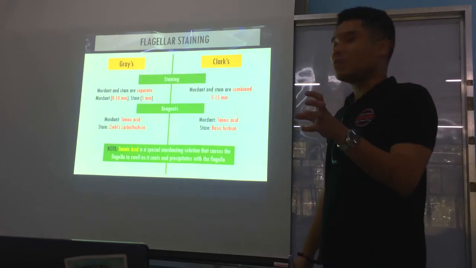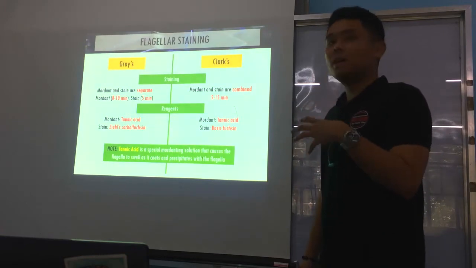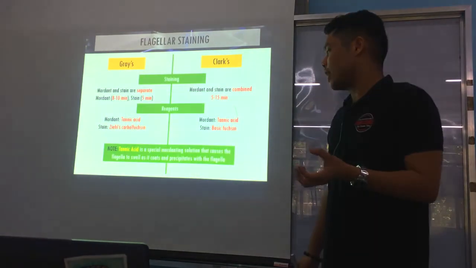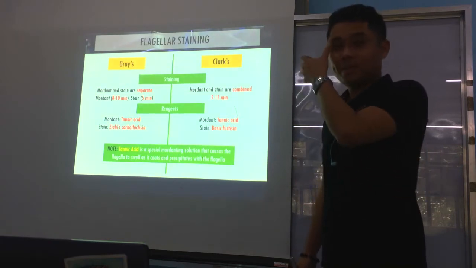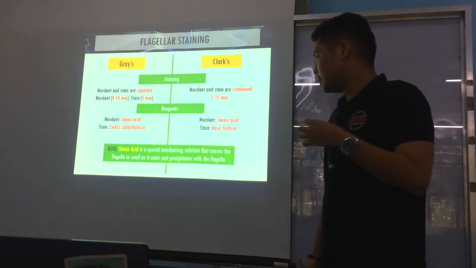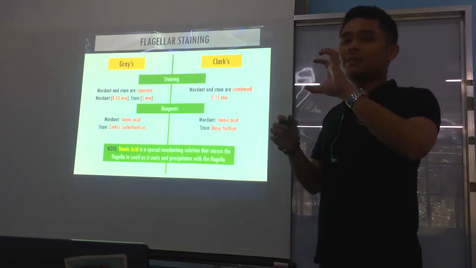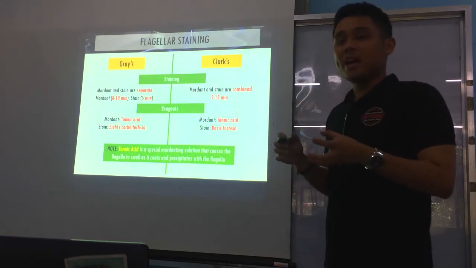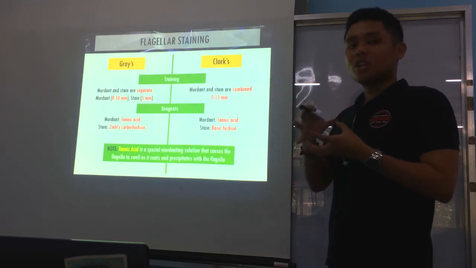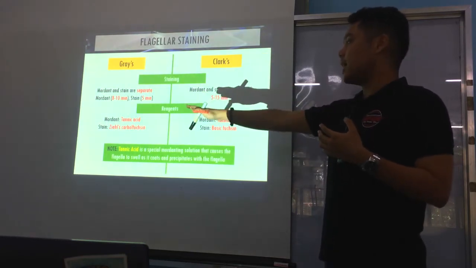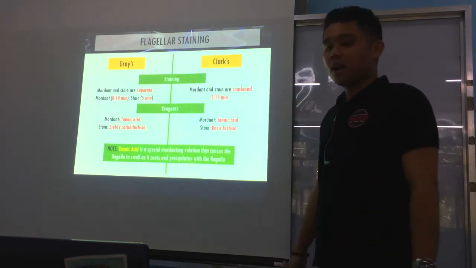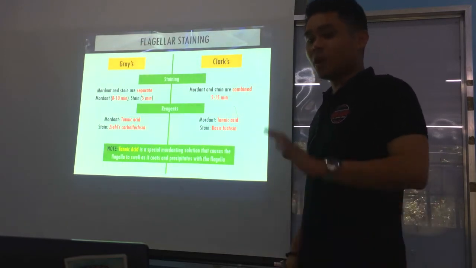It makes the flagella swell, therefore they take up the color of your stain. The tannic acid precipitates and coats the flagella. As it precipitates, the flagella swell, so they are easily coated by your stain, either basic fuchsin or carbol fuchsin. Okay? Alright, so that's for the staining.